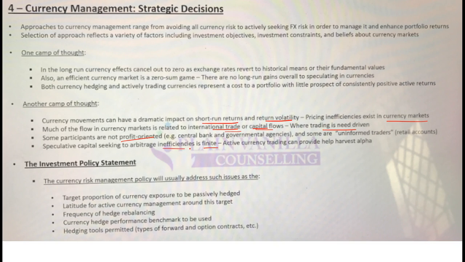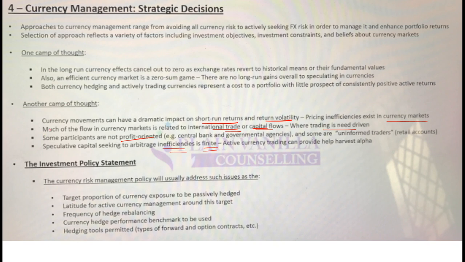And capital seeking to arbitrage inefficiencies is finite. Maybe you are not able to exploit arbitrage opportunities. So due to these reasons, currency may remain deviated, at least in short term, or may be very volatile compared to fair values. And so for that reason, this can impact your return, and you should either hedge it or prepare for it, whatever.